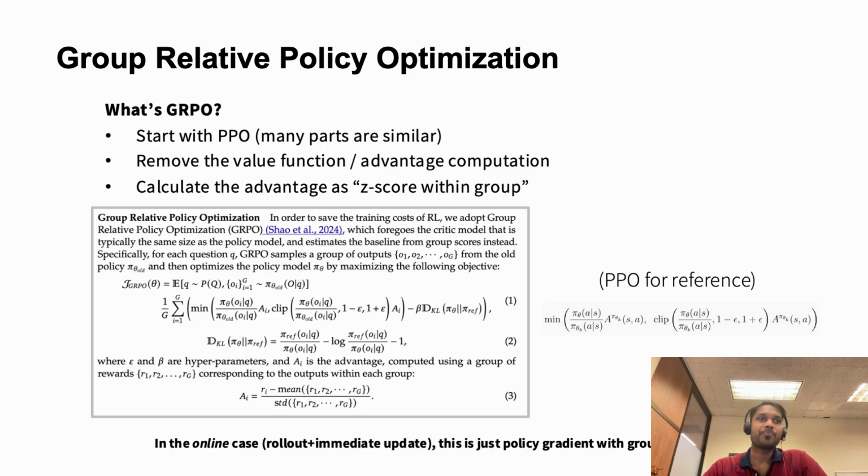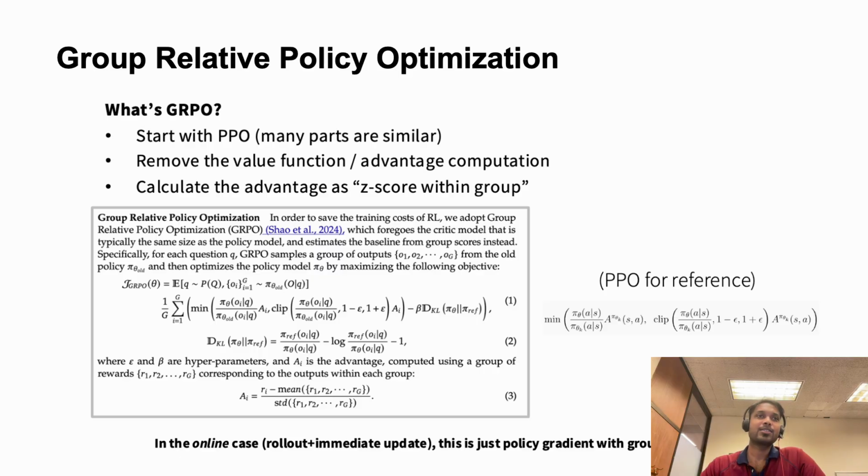So now, what is a group? Specifically, for each question or each example input q, GRPO essentially samples a group of outputs, capital G, o1 to oG, and then computes the advantages within that group. Note that this group is not related to the batch size, where we look at multiple queries. Here the group is essentially different rollouts of the same query.